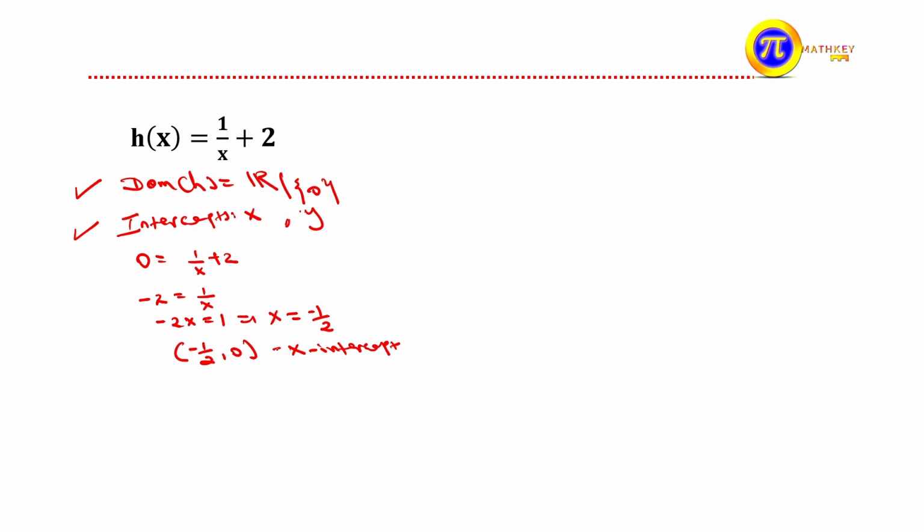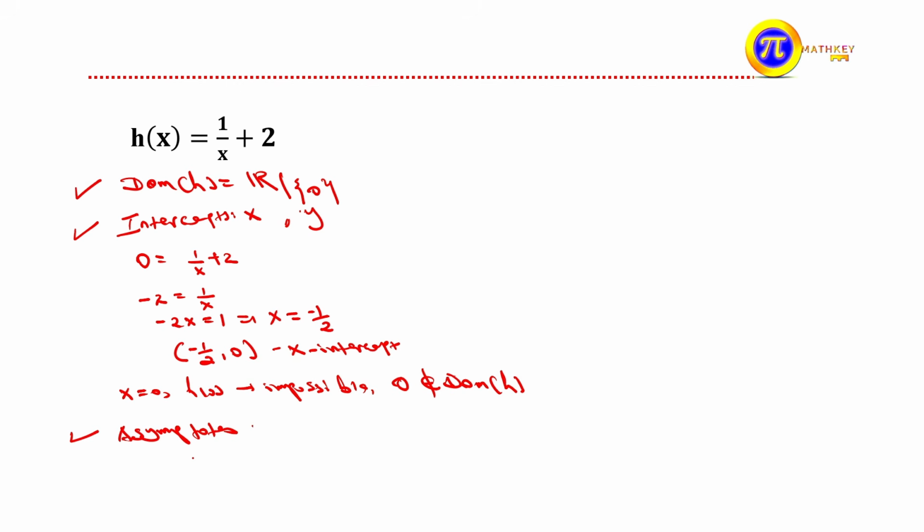Similarly we can find the y-intercept by making x 0, but 0 is not in the domain, so we can't make it. When x equals 0, we would find h at 0, but it is impossible. Why is it impossible? Because 0 is not in our domain. 0 is not an element of the domain of h, so we can't consider this.